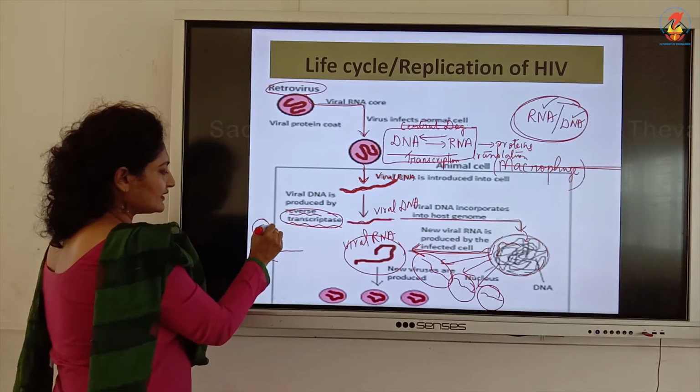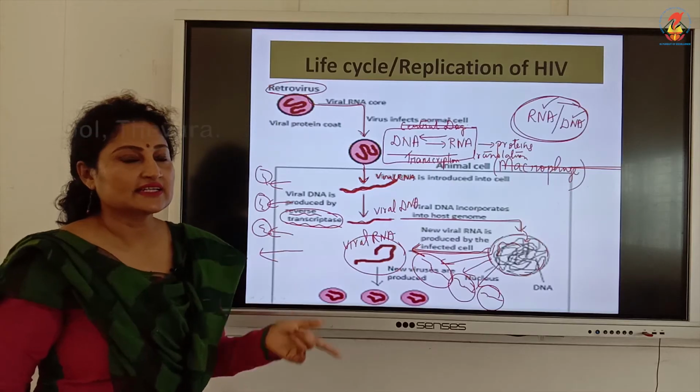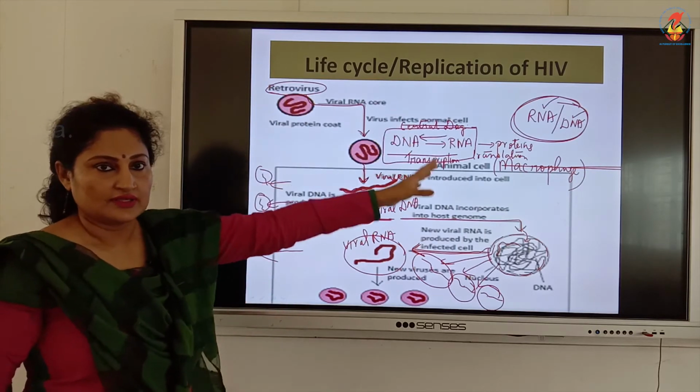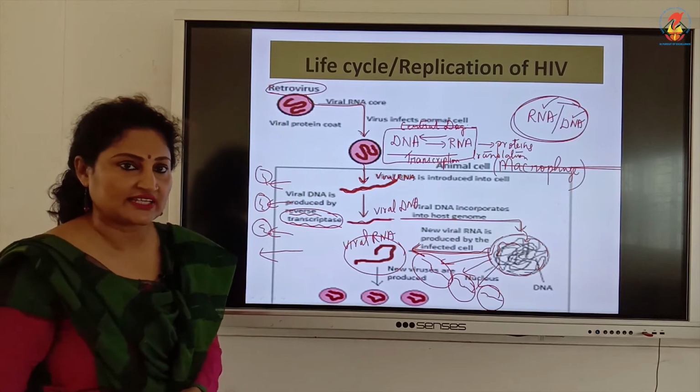All these viral RNAs came out of the cell. All are coming out of the cell. And what do they do? They attack the helper T lymphocytes, the T lymphocytes which are there in the blood, and that's how there is a decline in the T lymphocytes.